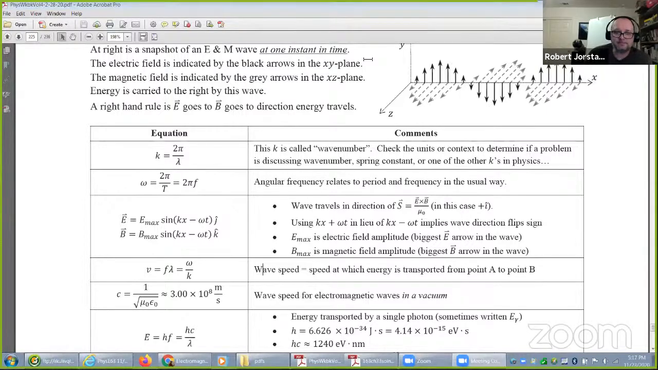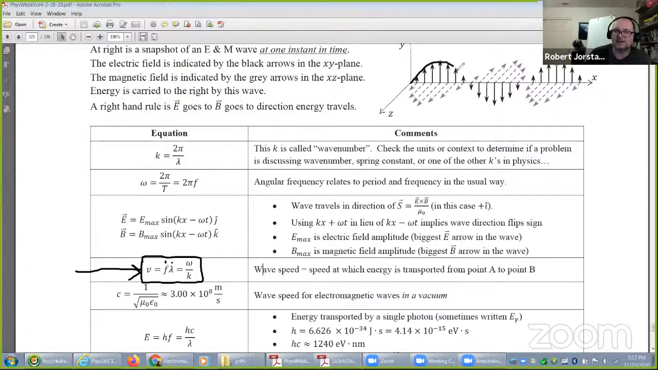Next, wave speed. Wave speed, this is a big deal. Everybody better remember this equation for the rest of your life, okay? Wave speed equals frequency times wavelength. Now, what is the wavelength? You can see it right here.